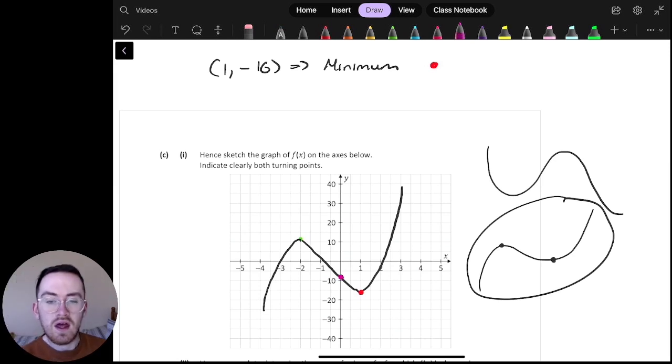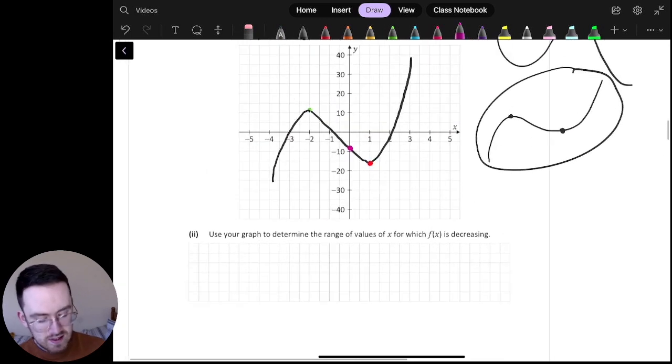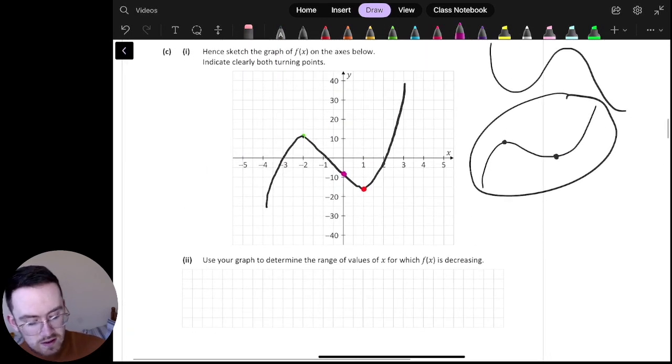And then we have the point where it crosses the axis there marked in nicely as well. Okay, use your graph to determine the range of values of x for which f of x is decreasing. So where is this graph decreasing? Where is it going down? So it's decreasing between these two points here. For the other two sections of the graph, it's increasing, then it turns and it's decreasing for a little bit, and then it turns and it's increasing again.